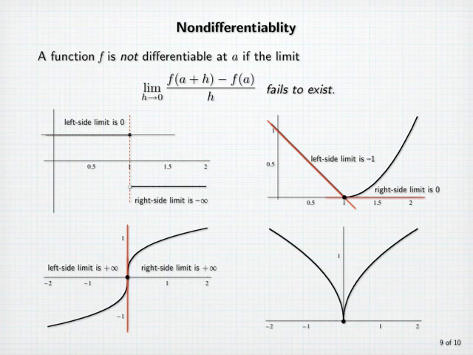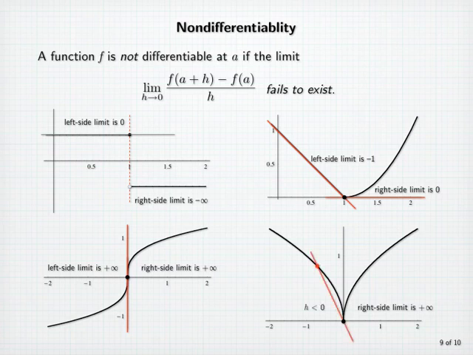Here's another graph of a function that's not differentiable at x equals 0. Here's a secant line corresponding to a positive value of h. Notice that the slope is positive. And as h gets smaller and smaller, that positive slope gets larger and larger, and so the right-sided limit of the secant line slopes as h goes to 0 is plus infinity.